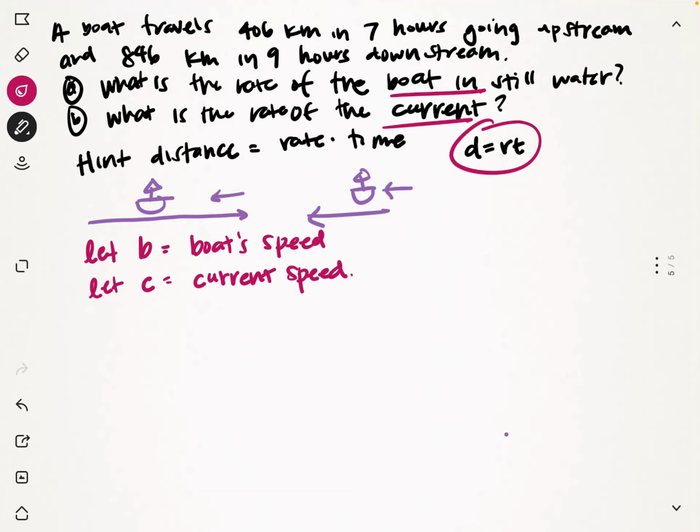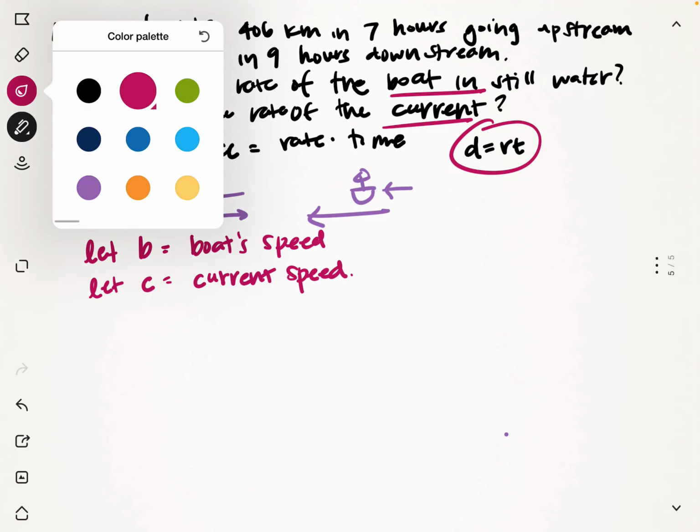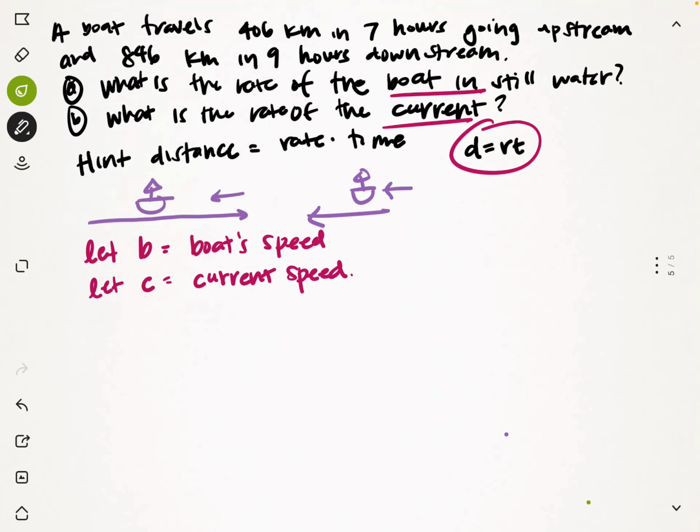Okay. Now here's the tricky part. When we're setting up our equation for this type of problem, we know the distance for each of them, right? So the first one, when it's going upstream, the distance is 406 kilometers. We also know the time. Okay, so let's set up this first equation, and I'll show you why the rate is a little tricky.